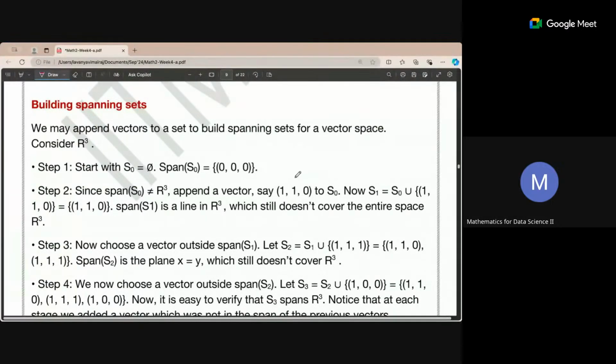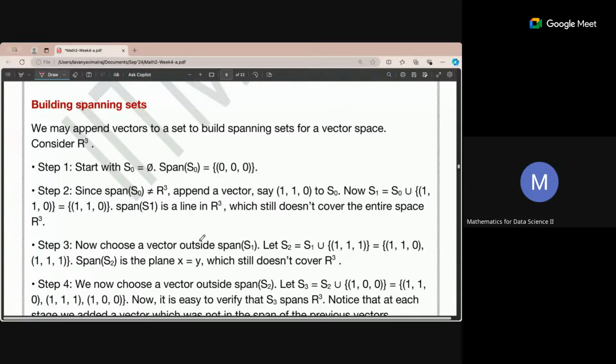Since the span of S0 is not R3, let us add a vector. We are considering any random non-zero vector in the second step. In step 1, we consider just the empty set. In step 2, we consider any random non-zero vector. Now what is the span of S1? The span of one non-zero vector, we have seen, is a line in R3, and it is still not covering the entire space.